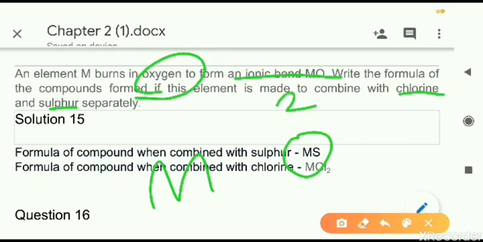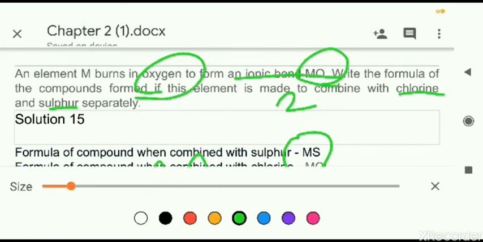Oxygen has valency 2 and the valency of M is unknown. We don't know what the valency of M is here. But because the formula given is MO, that means the 2 has been cancelled from here.